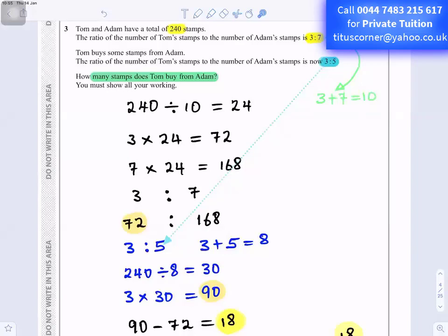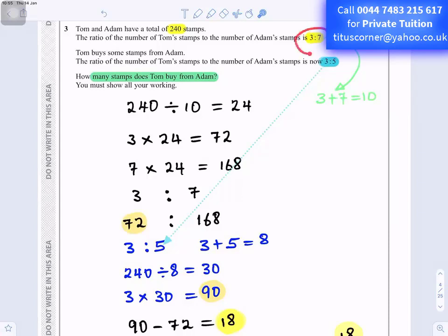Question number 3. Tom and Adam have a total of 240 stamps. The ratio of the number of Tom's stamps to the number of Adam's stamps is 3:7. Tom buys some stamps from Adam. The ratio of the number of Tom's stamps to the number of Adam's stamps is now 3:5. How many stamps does Tom buy from Adam? You must show all your working.